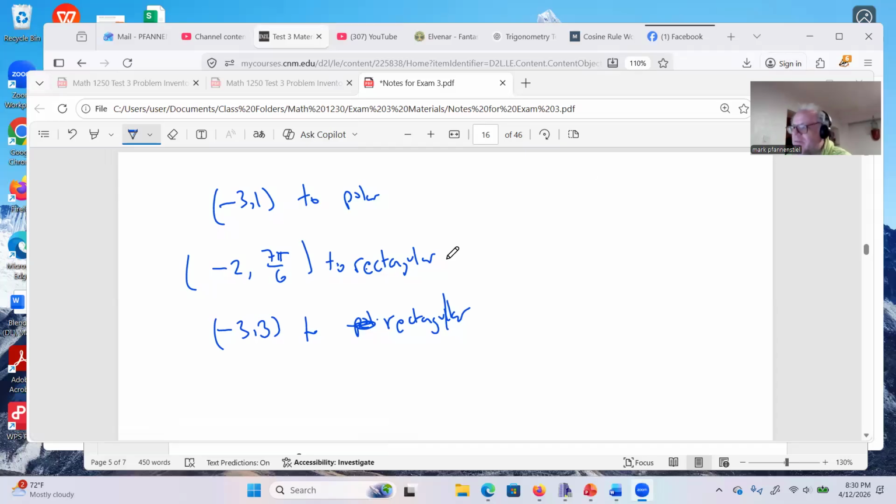Okay, welcome back to trigonometry. We are going to be looking at conversions from rectangular coordinates to polar coordinates and polar coordinates to rectangular coordinates.